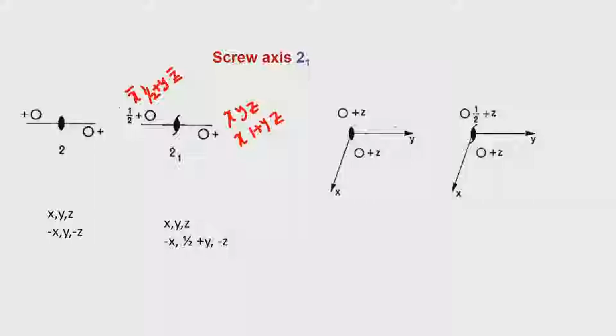So when we say the 2 1 axis, what we do is we rotate by 180 degrees and the translation is 1 divided by 2. So it is a half translation. The translation here is 1 divided by 2, half the unit cell about which the axis of rotation is located. It may be in the y direction, it may be in the z direction, it may be in the x direction. So suppose we consider what happens if it is in the z direction.